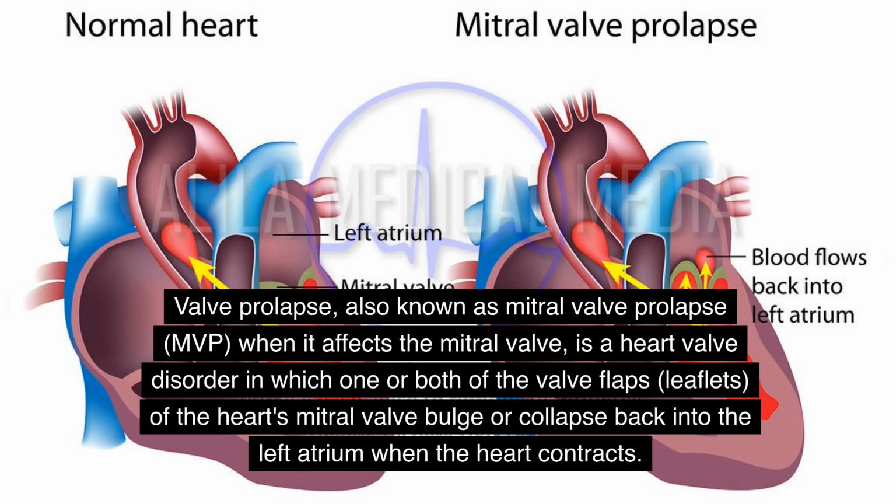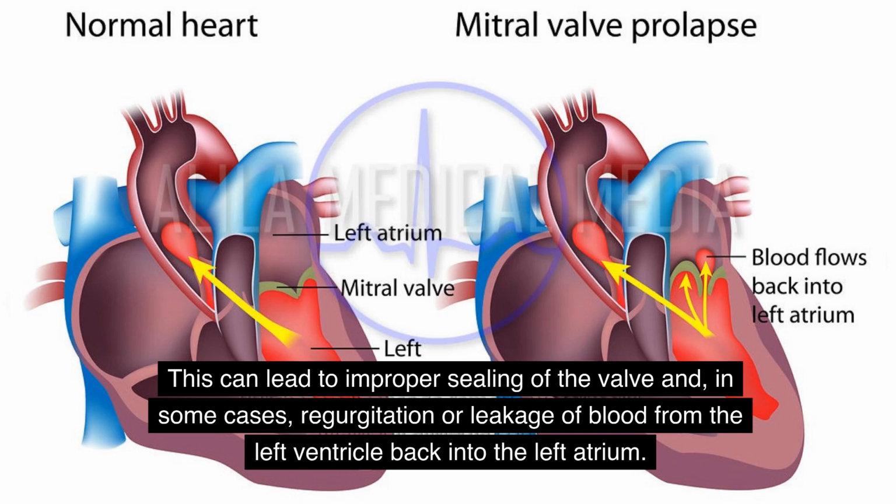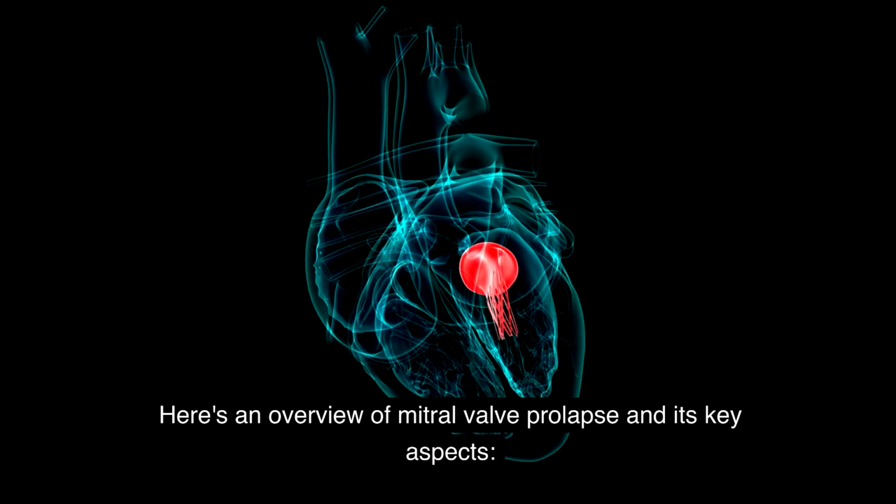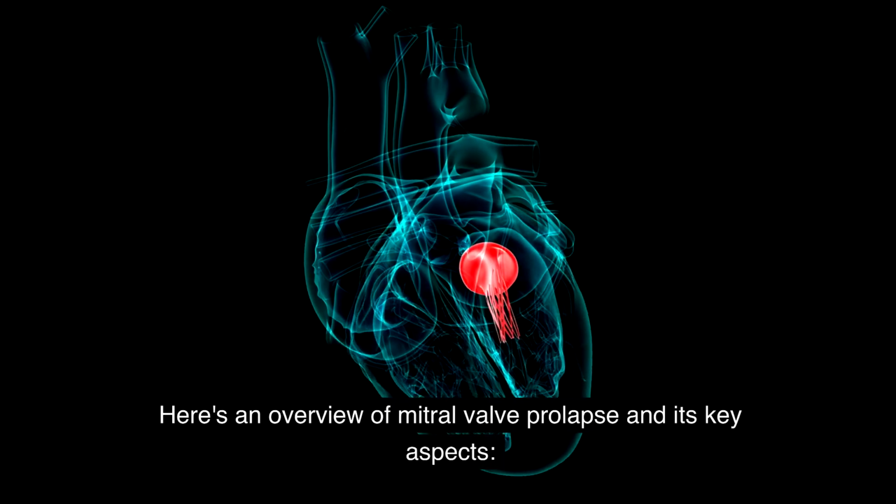a heart valve disorder in which one or both of the valve flaps (leaflets) of the heart's mitral valve bulge or collapse back into the left atrium when the heart contracts. This can lead to improper sealing of the valve and, in some cases, regurgitation or leakage of blood from the left ventricle back into the left atrium. Mitral valve prolapse is the most common type of valve prolapse, but other valves can be affected as well. Here's an overview of mitral valve prolapse and its key aspects.